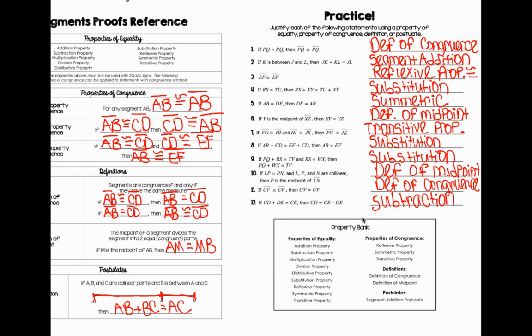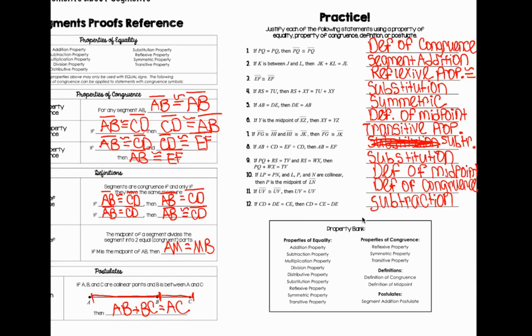And oops, one mistake, I'm sorry, number 8 should be subtraction. I accidentally said substitution, but I meant to put subtraction. So because on that one, they're subtracting CD on both sides, that's actually subtraction. Sorry about that. Okay, continuing on.